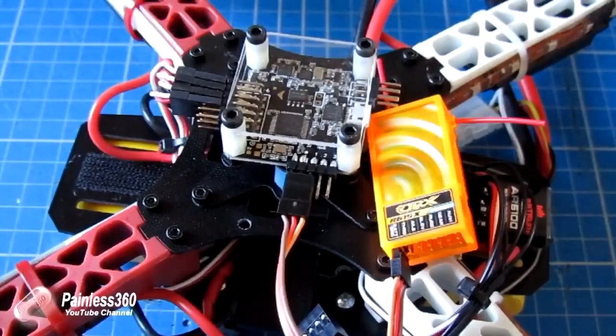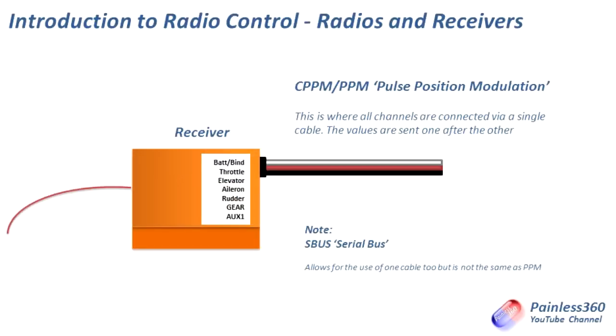There's other versions of this which allow you to use a single cable to transfer all of your control positions to one place, and that's called SBUS. And SBUS is kind of like PPM, but actually it is a slightly different implementation, so you can't use PPM and SBUS together, but both of those allow you to use a single cable to get all of your controls out of your receiver without having to have 6 or 7 wires all over your model.